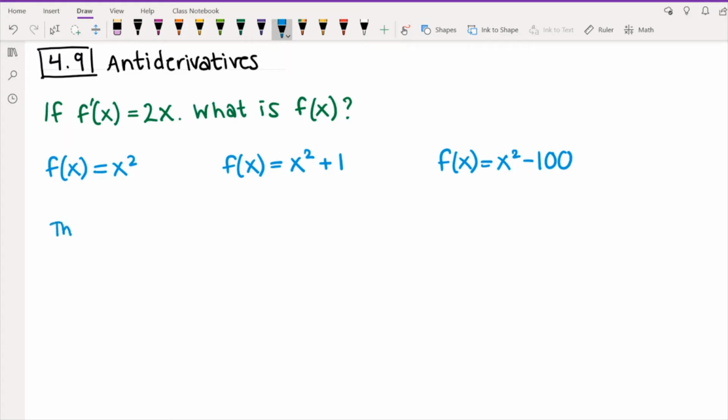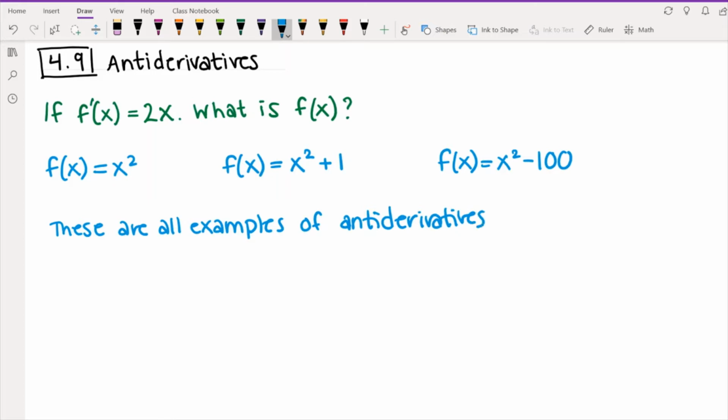So these are all examples of antiderivatives of our function f prime of x is equal to 2x. So there's a way that we can kind of summarize this idea, right? Like when I just told you f prime of x is equal to 2x, that wasn't enough information for you to determine what f of x was, right? We wrote down 3 different examples. There's infinitely many examples, right? You could tack on any number you wanted and that would be an antiderivative.